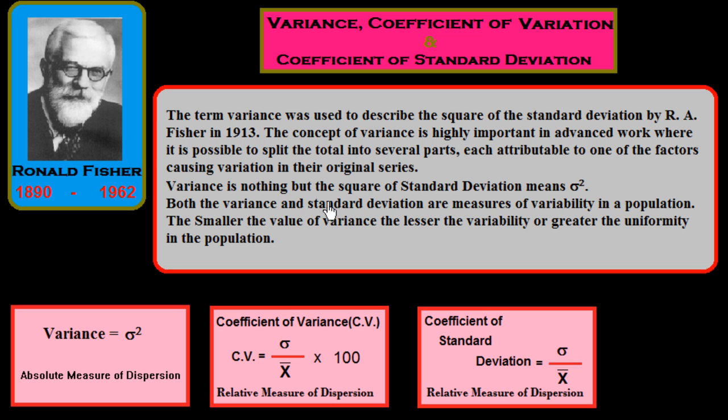Variance is nothing but the square of standard deviation, meaning sigma square. Both the variance and standard deviation are measures of variability in a population. The smaller the value of variance, the lesser the variability or the greater the uniformity in the population. Now I will explain the variance.